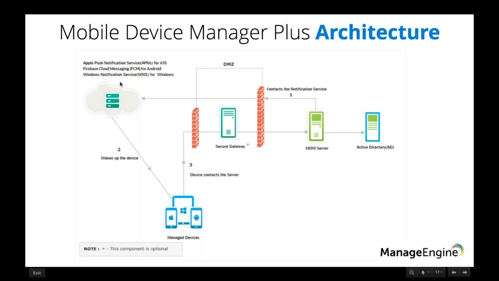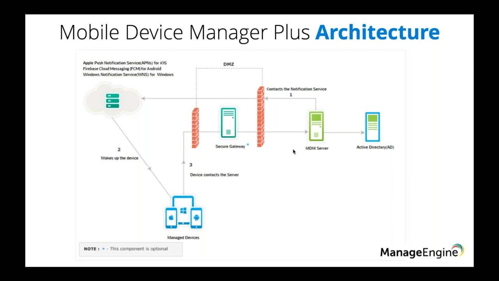server. As you can also see here, the notification services are platform specific, with Apple Push Notification Service or APNS for iOS, Firebase Cloud Messaging Service or FCM for Android, and Windows Notification Service or WNS for Windows. As the devices to be managed are mobile and are always on the go, it is recommended that you NAT your internal IP address with an external IP address.